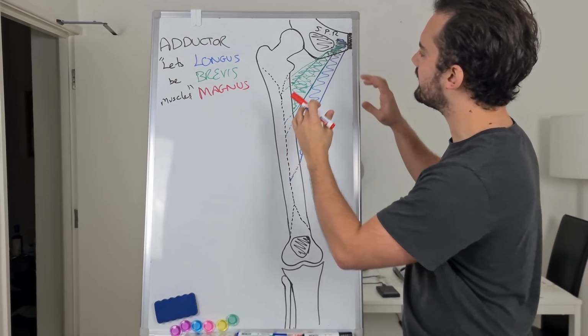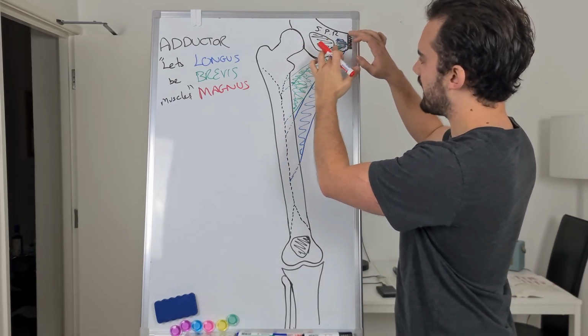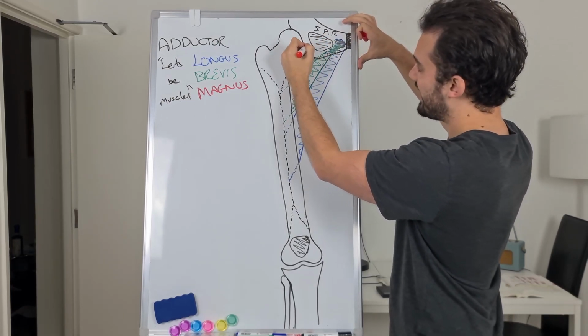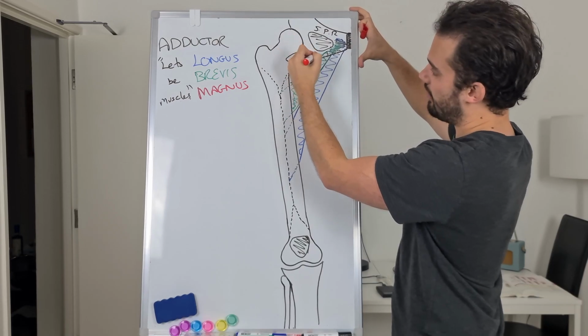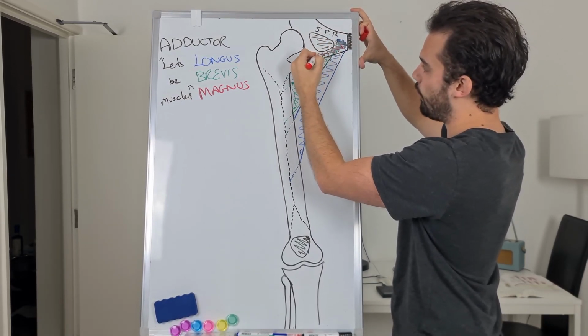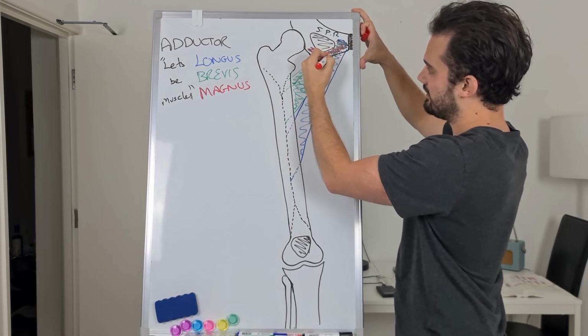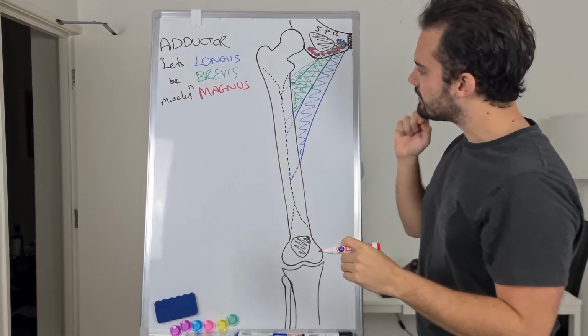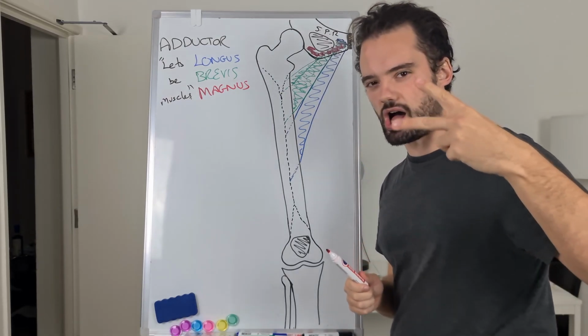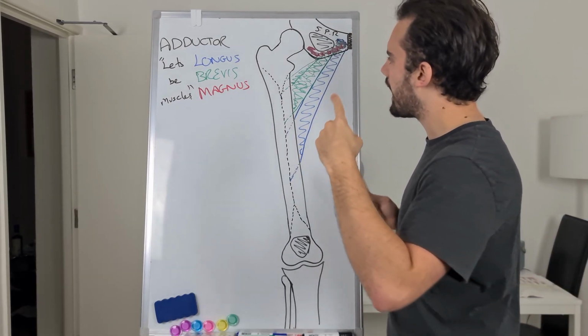Has a very big origin, yeah? So it will originate off pretty much the entire inferior aspect of this ischiopubic complex. It is going to come off all of this. Generally speaking, you can divide adductor magnus into two parts, and you might see this written, yeah?